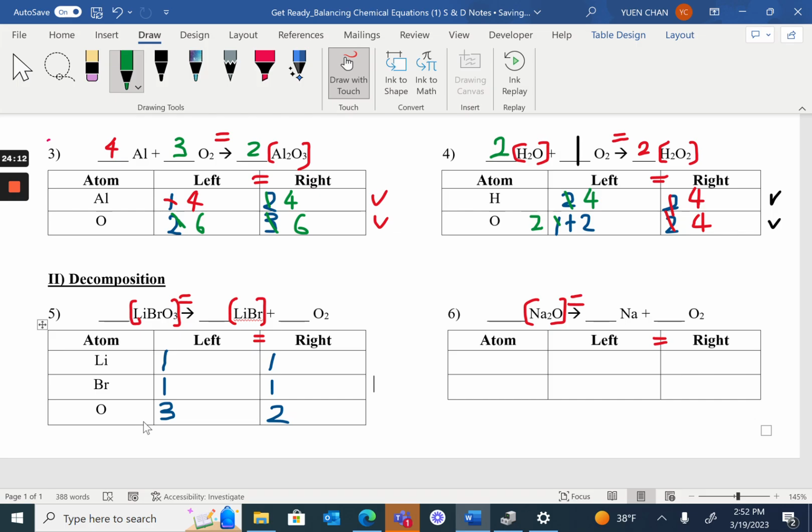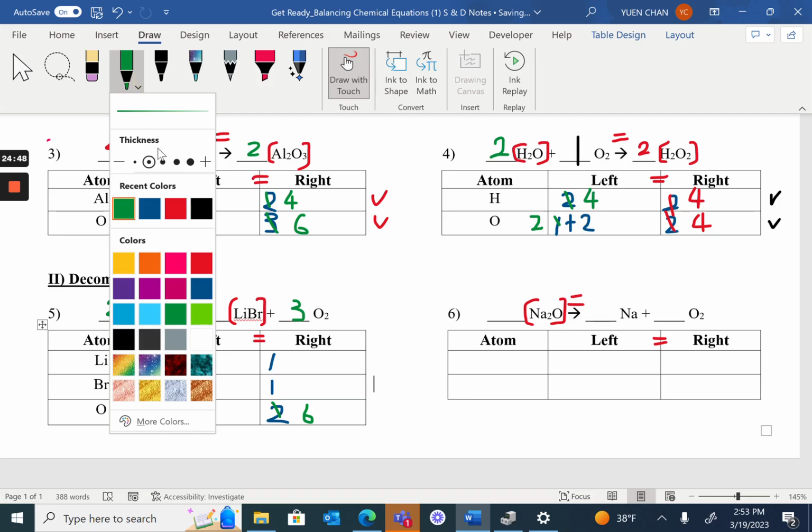So 3 times 2 is 6. In order for me to get 6 oxygen on the left-hand side, I have to put 2. Then I change not just the oxygen, I change the whole thing. So I change my Li to be 2, my Br to be 2, and my oxygen to become 6. Why 6? Because 3 times 2 is 6. On the right-hand side, I want my oxygen to be 6. That means I'm going to put the 3 here to make my oxygen 6. All right?